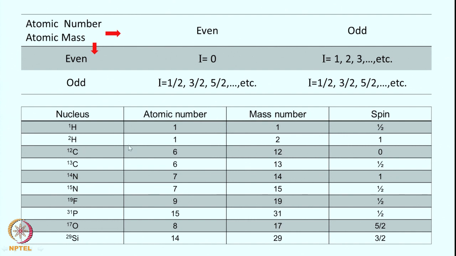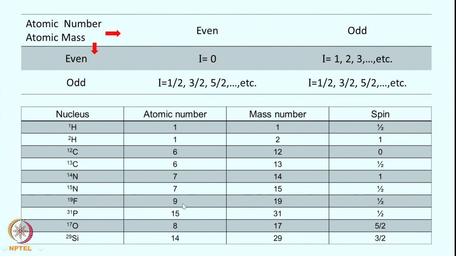Here are a few examples of this. If you take proton, its atomic number is 1, mass number is 1, spin is half. Deuteron, atomic number is 1, mass number is 2, spin is 1. It fits with that. If you take carbon 12, its atomic number is 6, mass number is 12, so it has a spin 0, that is even even. Carbon 13, atomic number is 6, mass number is odd, which is 13, therefore it has a value of half. Nitrogen 14, atomic number 7, mass number 14, it is 1. Nitrogen 15 is 7, 15, the spin is half.